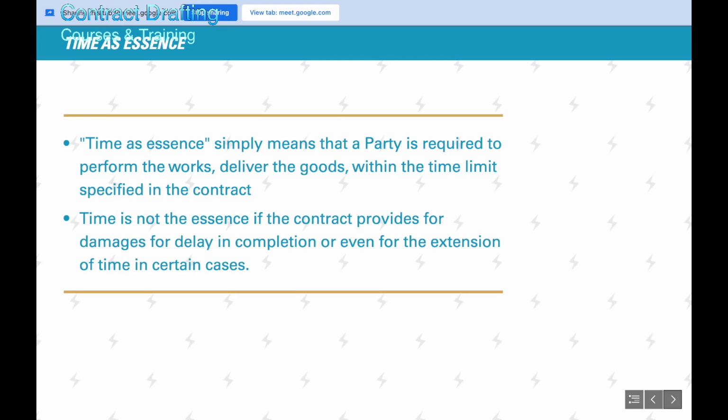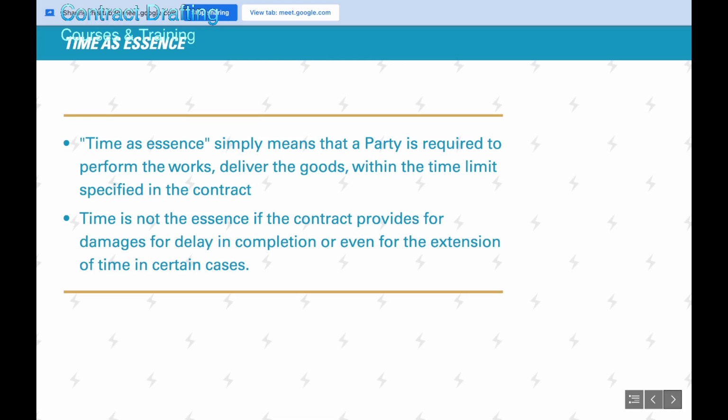But there is a specific link of time as essence to the damages. So let's say if there is a delay in completion or delay in delivery of goods, then there can be damages asked by the other party. It can be in the form of liquidated damages. So if you get those liquidated damages because of delay, then time as an essence obligation is compensated by these damages. And since it has been compensated, then you may have to agree to an extension.